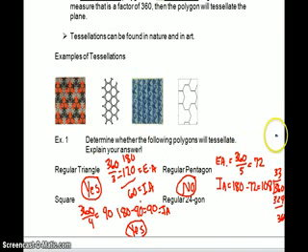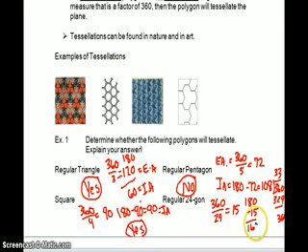And then regular 24-gon. So let's do 360 divided by 24. That equals 15. So our exterior angle is 15. Our interior angle is going to be 180 minus 15, which is 165. And that is not a factor of 360, so our answer for that one is going to be no. That's example 1. Let's look at the next example.